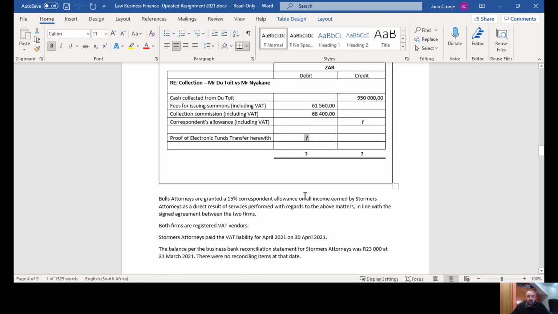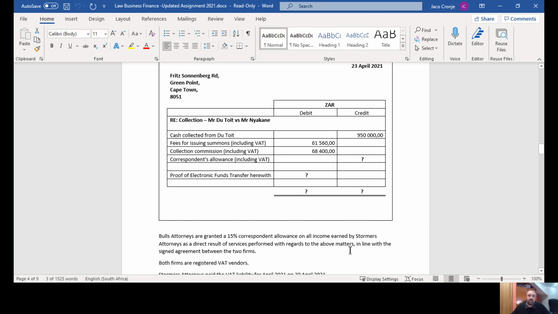Okay. So let's just read on in the questions. Both firms are VAT vendors. Stormer's attorney paid the VAT liability for April on the 30th of April. Don't forget that. That's a bonus point. That's a simple payment from the business account to the VAT control account. Balance per the business bank reconciliation statement for Stormer's attorneys was 23,000 as at the 31st of March. No reconciling item. So what are they telling us there? They are giving us our opening balance for our business bank account.